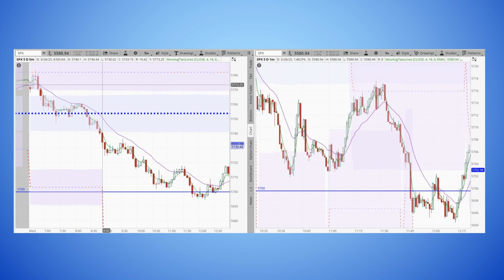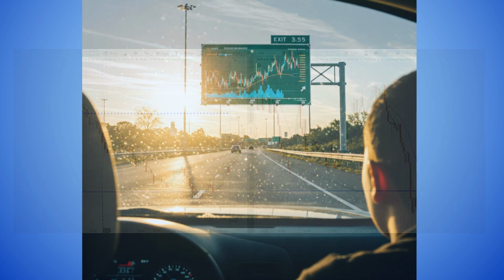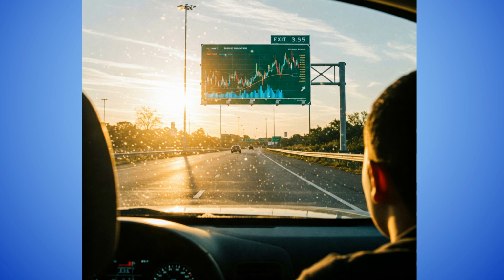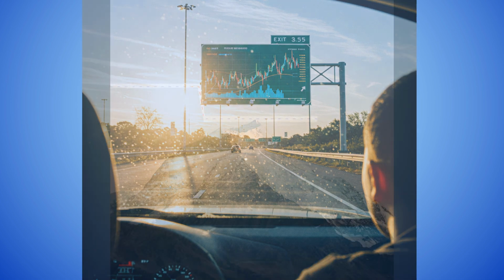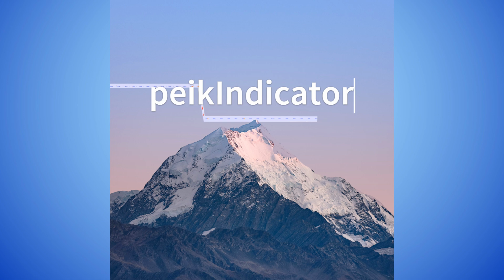Most indicators just react. They show you what already happened. They're looking in the rearview mirror. But peikIndicator is trying to anticipate where things are going next. It's looking ahead through the windshield. It's like it's got this built-in crystal ball. So for everyone out there who's always looking for an edge in the market, peikIndicator seems to offer something really different. It's not just analyzing history, it's trying to predict the future.